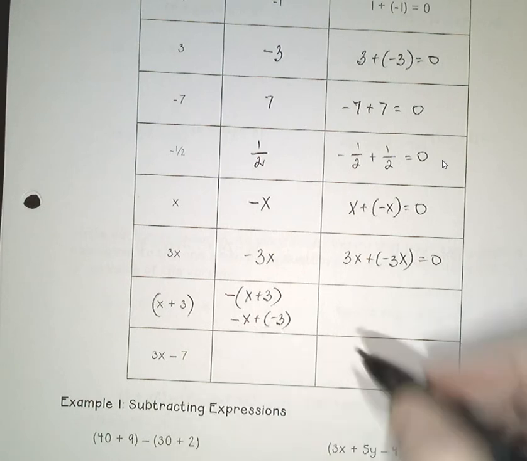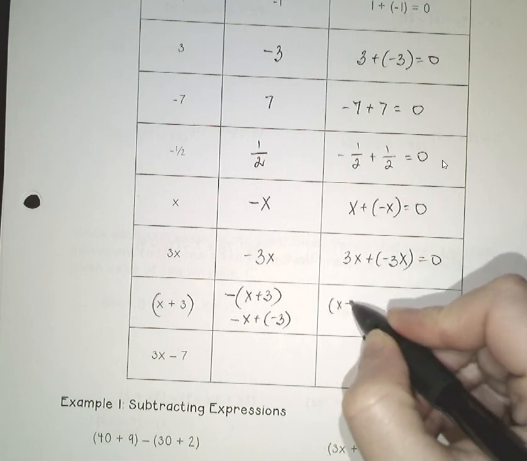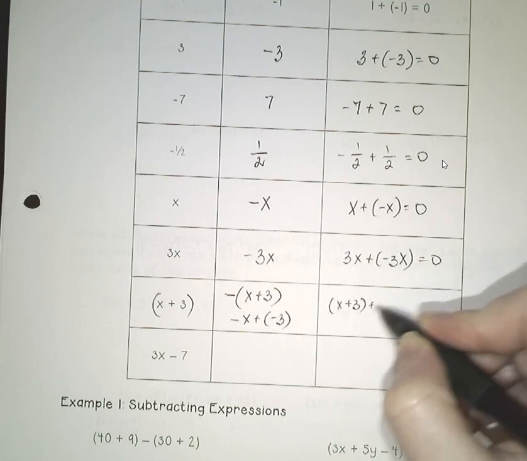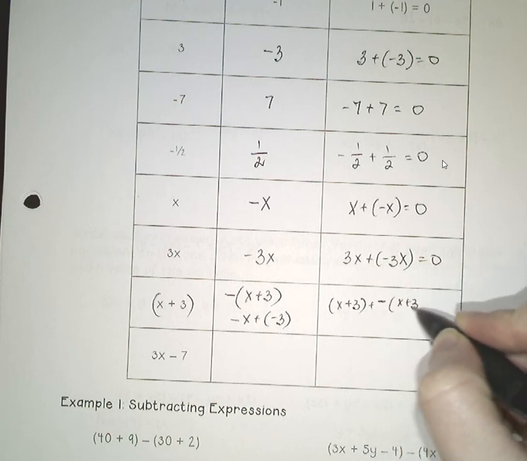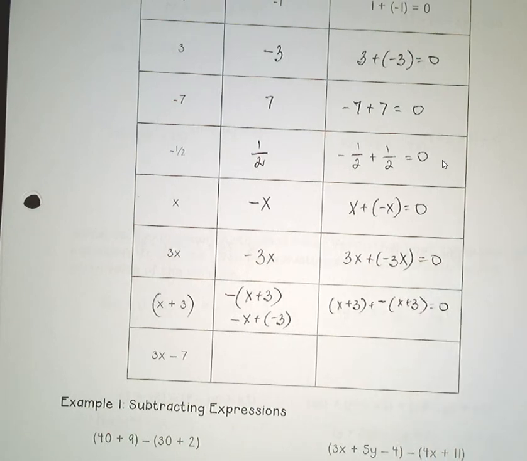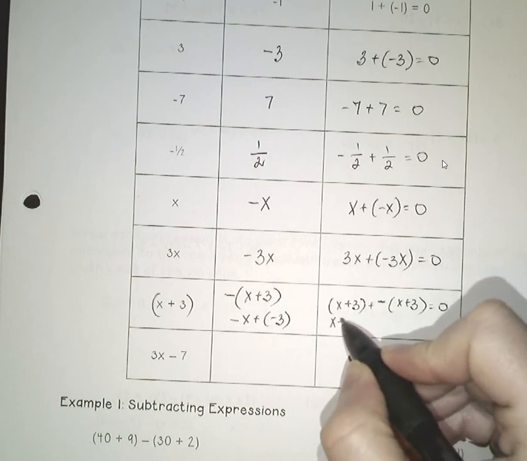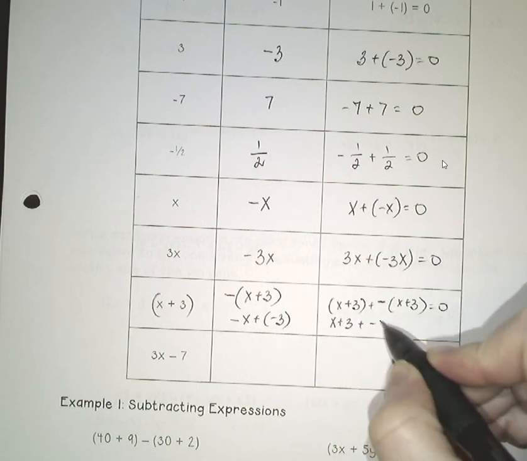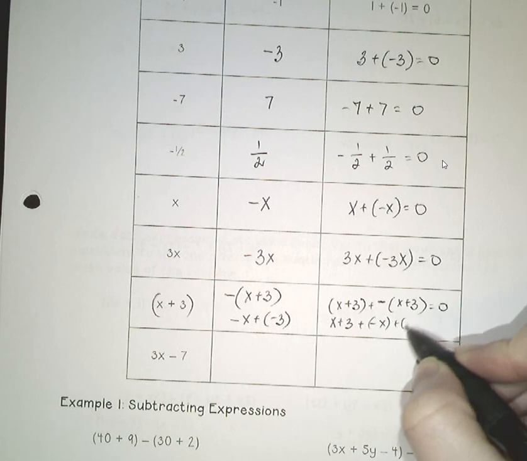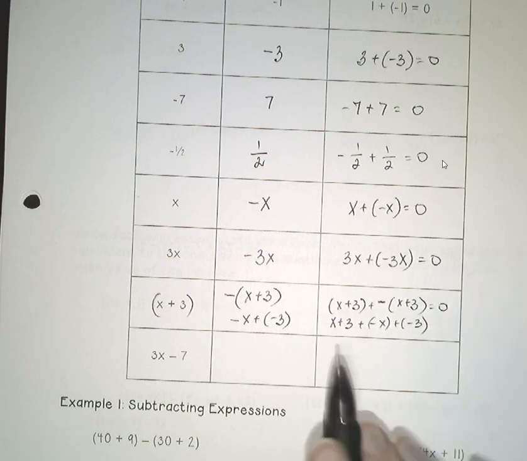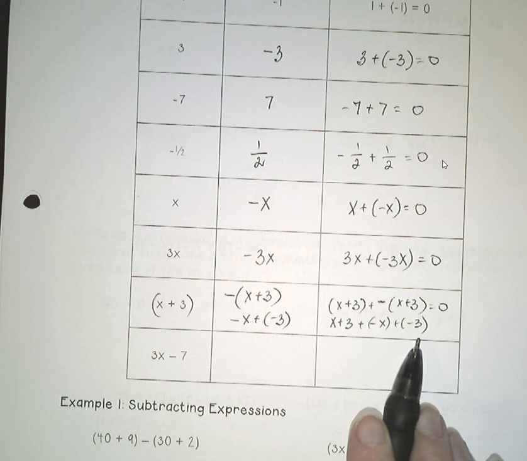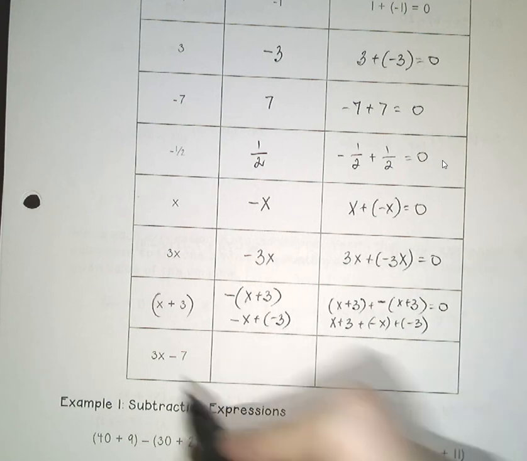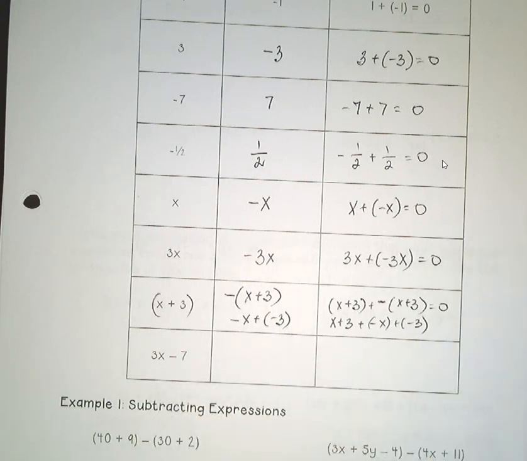Okay, so when I have x plus 3 plus the opposite of x plus 3, it's going to be 0 because I have x plus 3 plus -x and plus -3. X plus -x is a 0. 3 plus -3 is a 0. Right? Let's look at 3x minus 7.